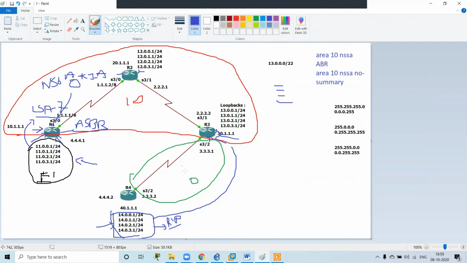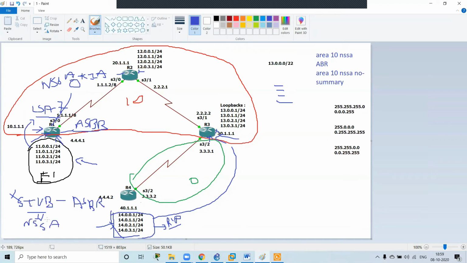Remember one thing. What is the difference between stub and NSSA? If you are making a stub, you cannot have an ASBR. You cannot configure an area as a stub area with an ASBR because you will not get the external routes. If you have a stub area with an ASBR, you need to configure it as NSSA.